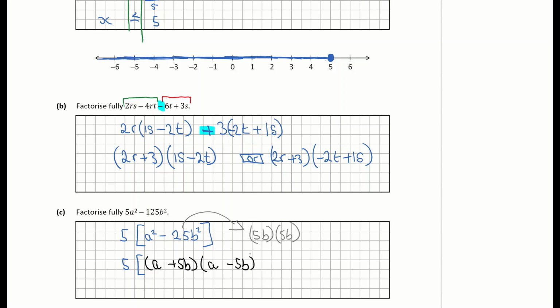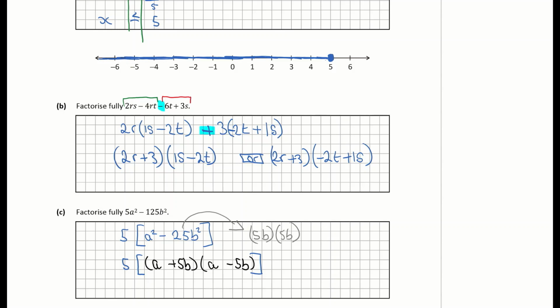Then I'm just going to close that large bracket. So that's your final answer there: 5 multiplied by a plus 5b times a minus 5b. Don't worry if you don't have the square blue brackets around it, but that's your acceptable answer there.